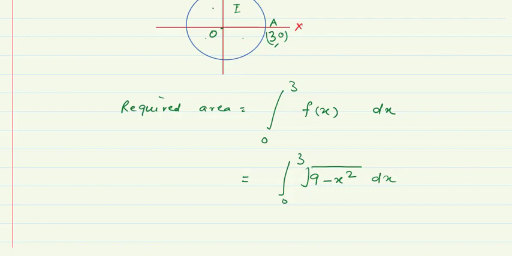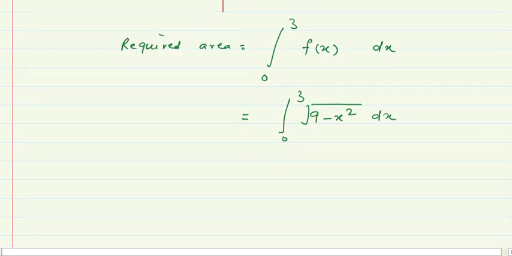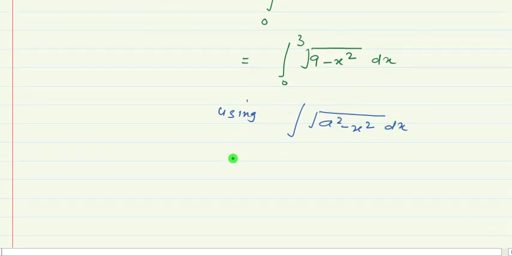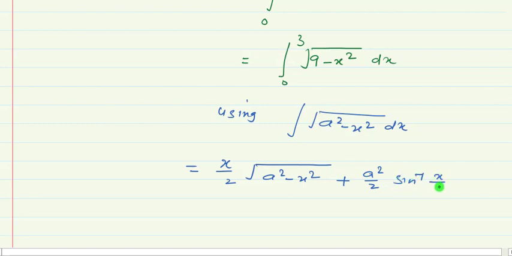If you remember, this is the standard identity of integration that you have studied. Let me write this identity over here: integration of square root of a square minus x square dx, which you should always have in your mind. It is equal to x upon 2 square root of a square minus x square plus a square upon 2 sine inverse x upon a, plus c over here as we are using indefinite integration. But for definite integration we will not use any c.